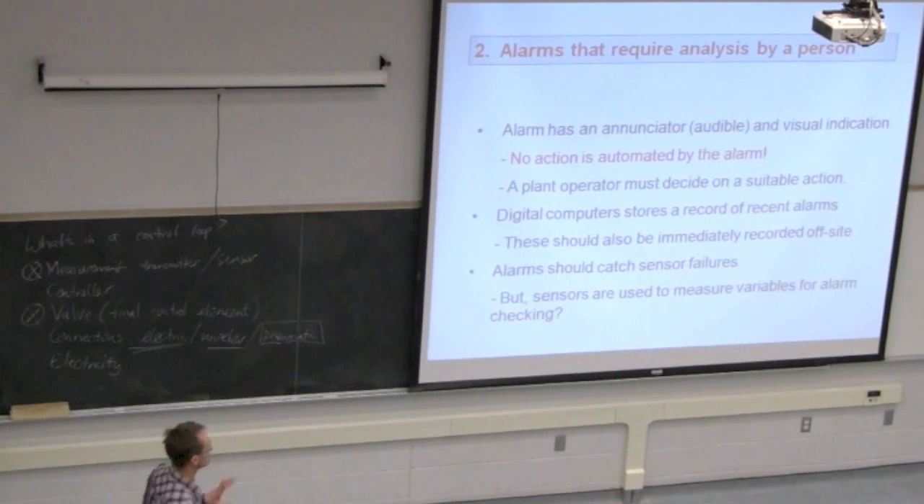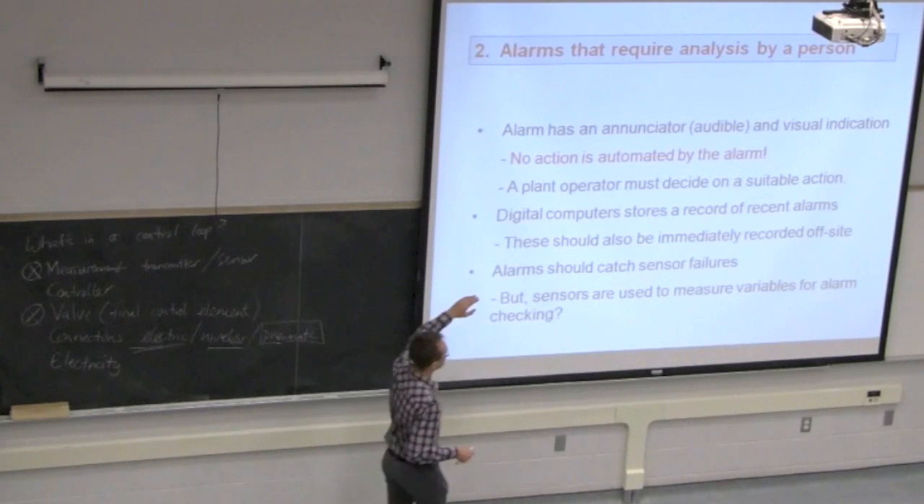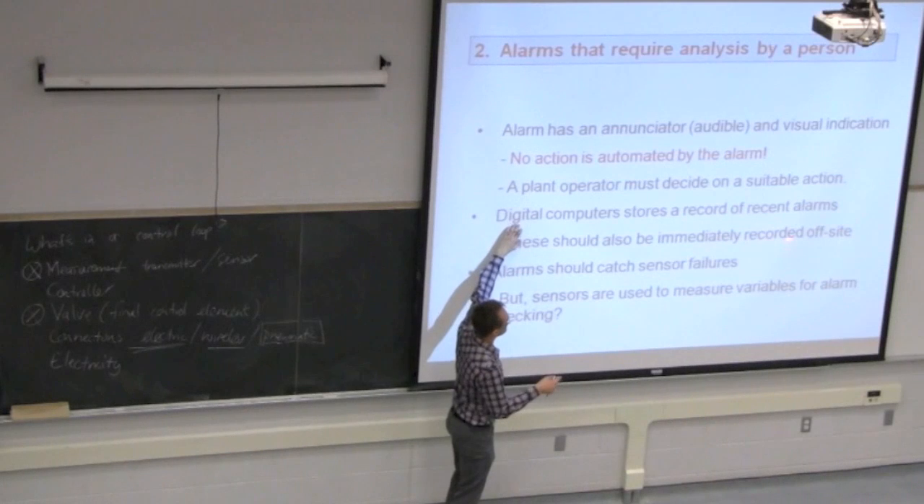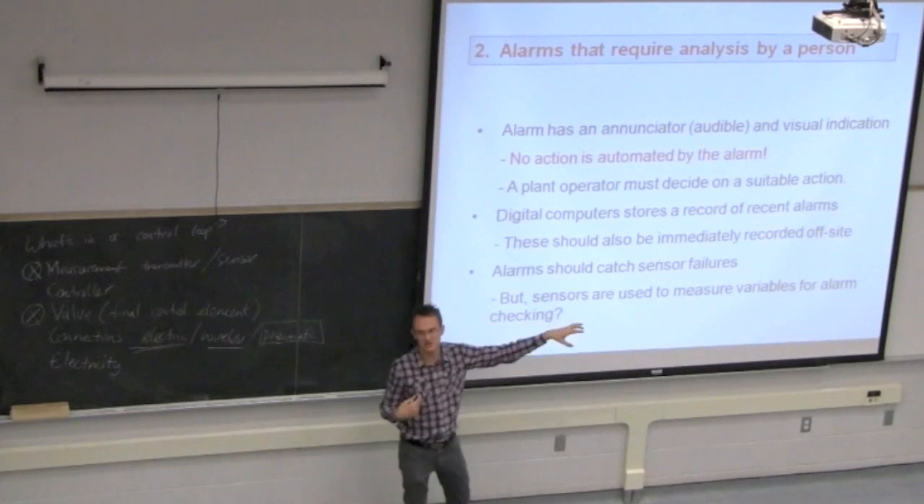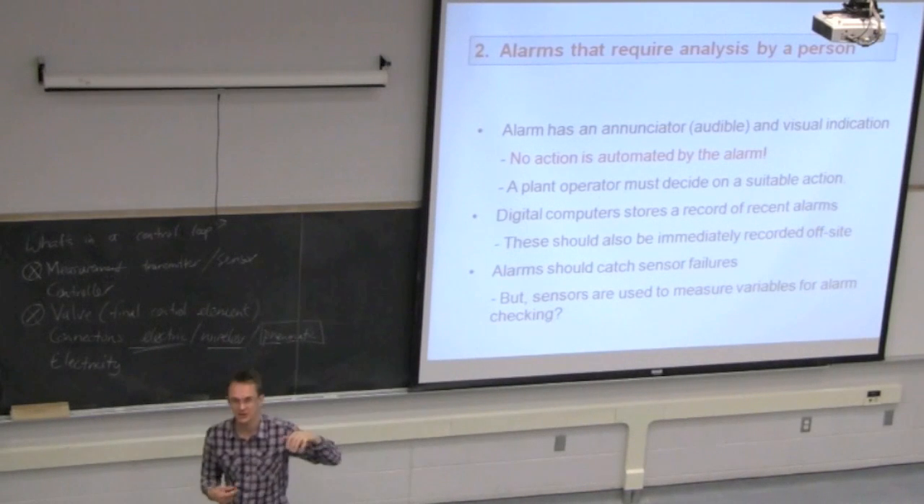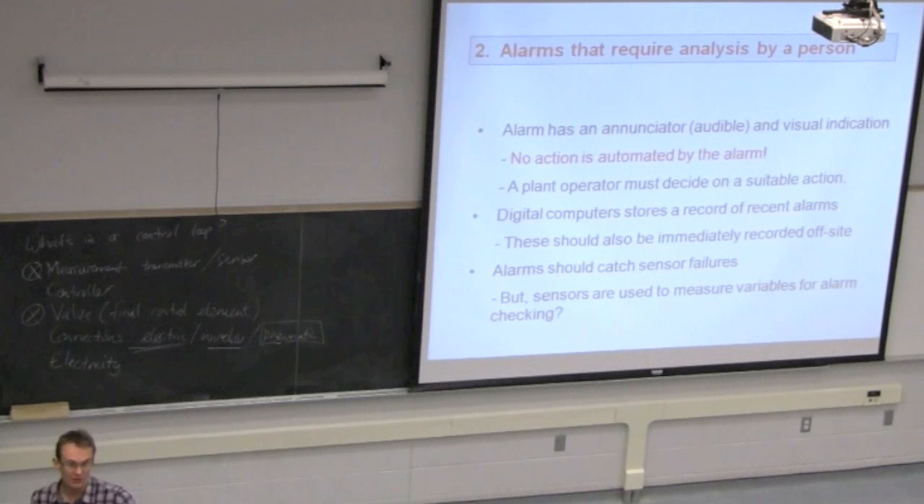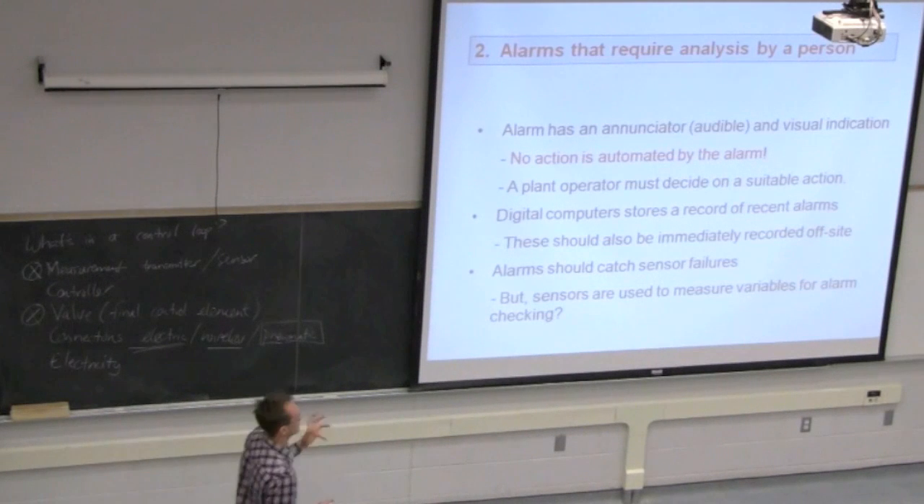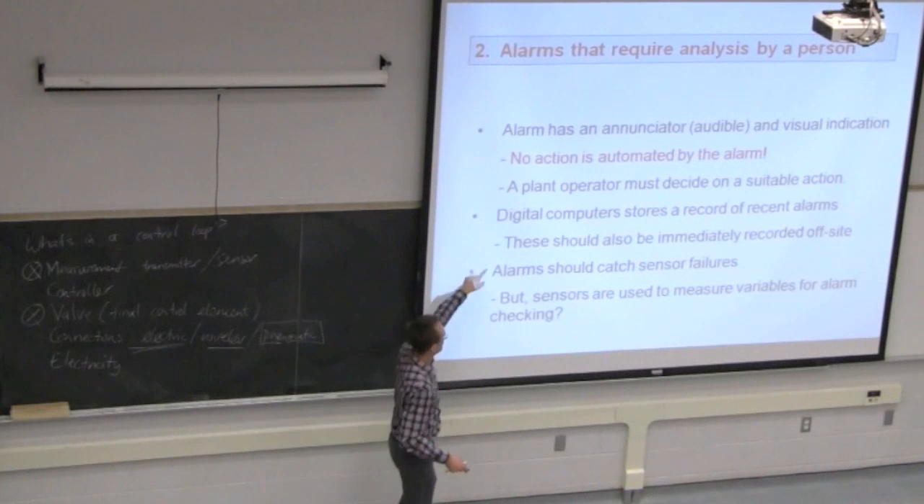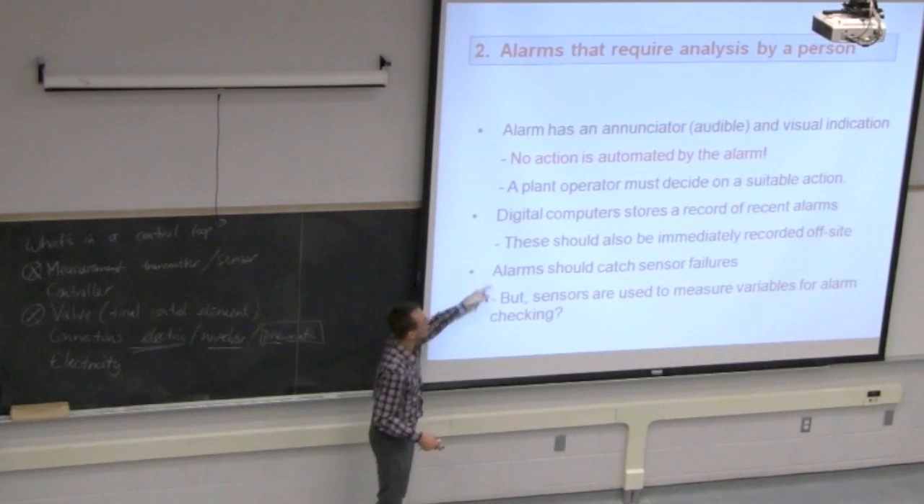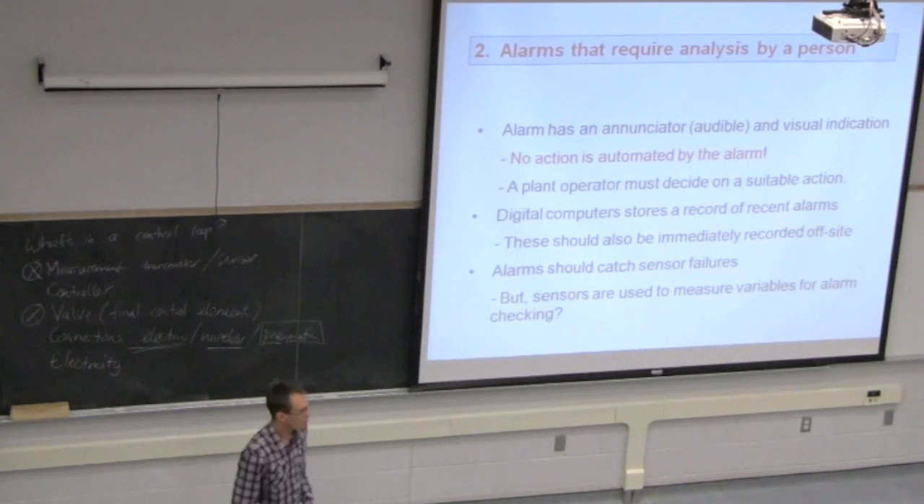The other thing, more of a side point, is that we will record those, and preferably they should be recorded off-site. Any disaster that you've seen happen, we want to be able to recreate that disaster later on to learn from it. And it's no good if the system that's storing our alarms has been blown up. And so we want to keep that off-site, or at least in a mechanism that we can get to after the bad event has happened. We should also record sensor failures.